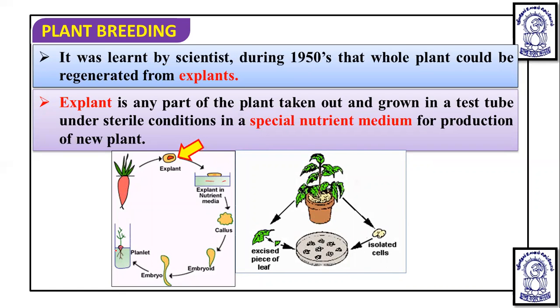And here also you can see this is an excised piece of a leaf we can put, or directly we can isolate a cell and put it on the petri dish, and this will form a new group of cells. So new plant production can be carried out in such a way. So here the question is, what is tissue culture then?